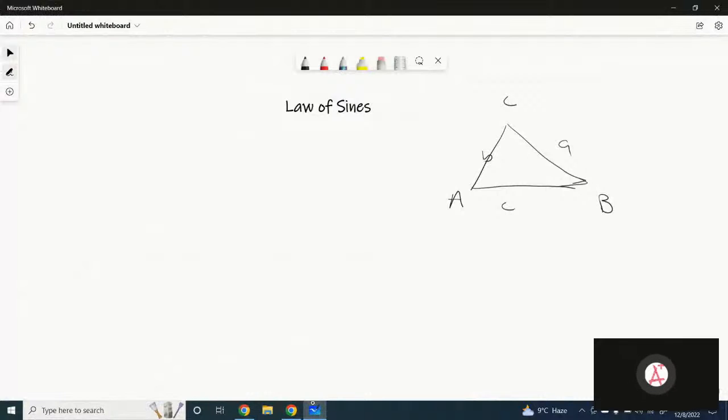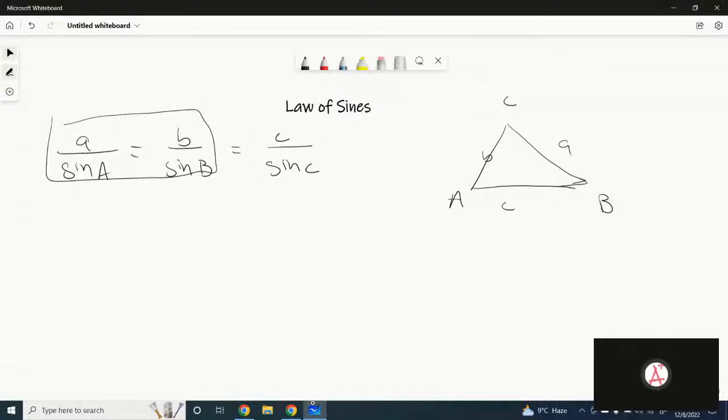So the law of sines is side a divided by sine of angle A. The smaller letters are the sides, and the capital letters are the angles. Side b divided by sine of angle B, side c divided by sine of angle C. Got it? This is actually the law of sines. You can use it when you are given two of the angles and one of the sides, or two of the sides and one of the angles, because they are all equal.